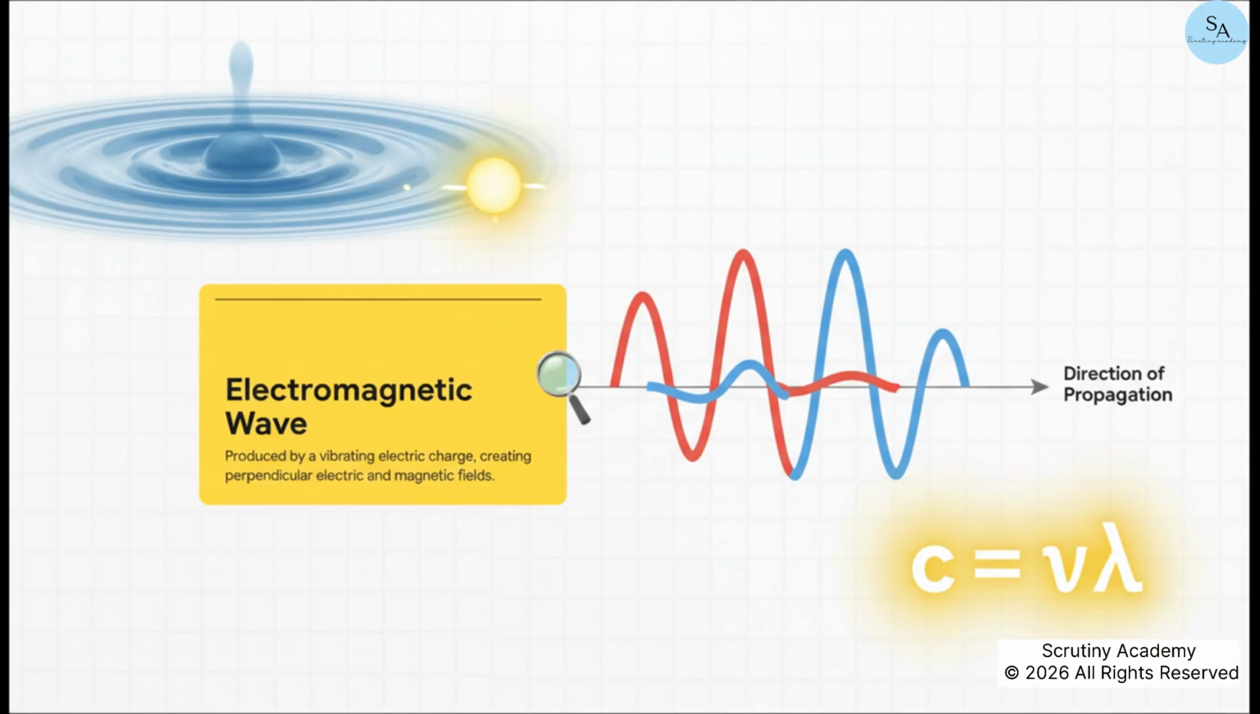When an electric charge, like an electron, vibrates or wiggles, it creates a ripple. But this ripple is an electromagnetic wave. It's made of a vibrating electric field and a vibrating magnetic field, and they're perfectly at right angles to each other. And guess what? Visible light is exactly this kind of wave.